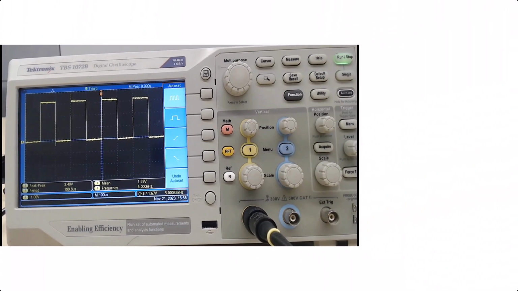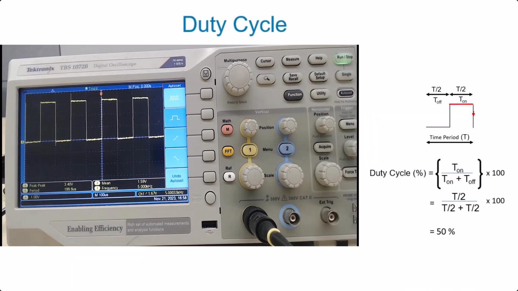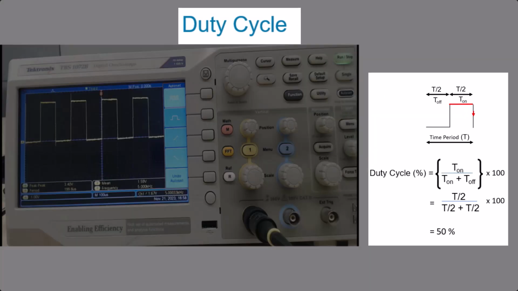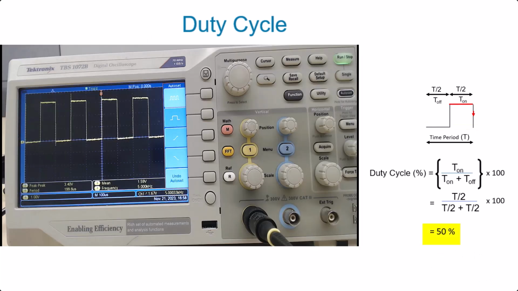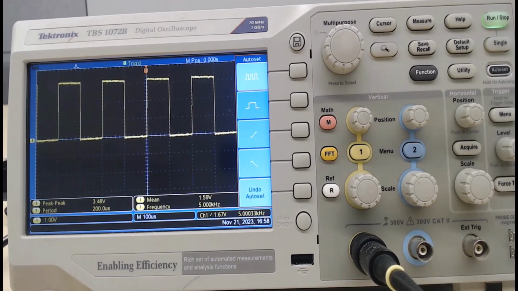The next parameter is the duty cycle. The duty cycle is the percentage of time the PWM signal is high compared to the total period of the signal. It's often represented as a percentage. For example, a 50% duty cycle means the signal is on for half of the time and off for the other half of the time during each period. Here, the signal is at 50% duty cycle, where the signal is on for the first 100 microsecond and off for the next 100 microsecond.